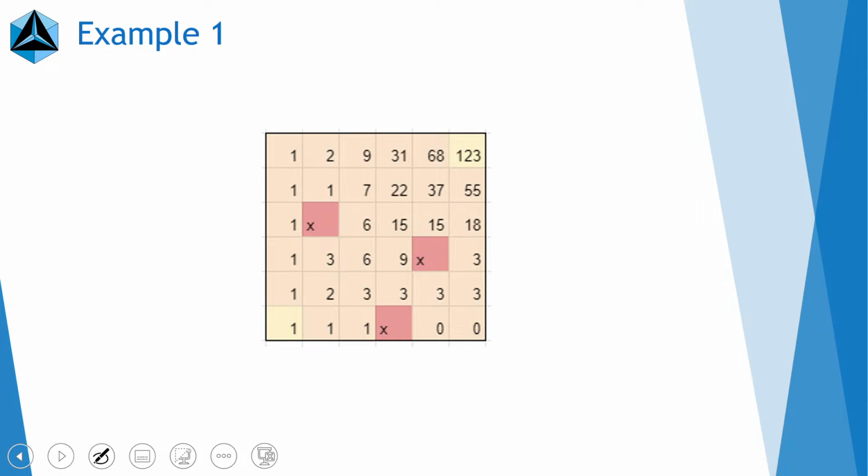Yep, our answer matches. So our answer is that there are 123 paths that go from this bottom left to the top right.